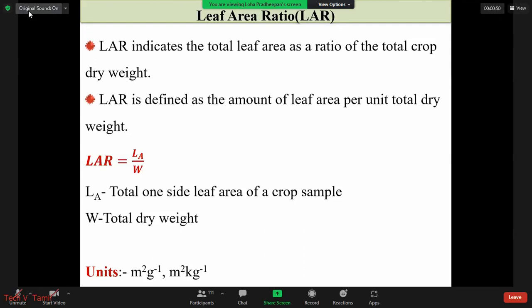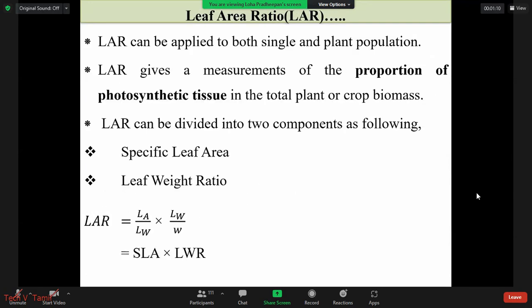Total dry weight and the total amount of leaf area in the particular crop. So the leaf area is in meter squared or centimeter squared. Weight may be in gram or kilogram. The unit is coming like this. So this can be applied even to a single plant, or it can be applied to the plant population.